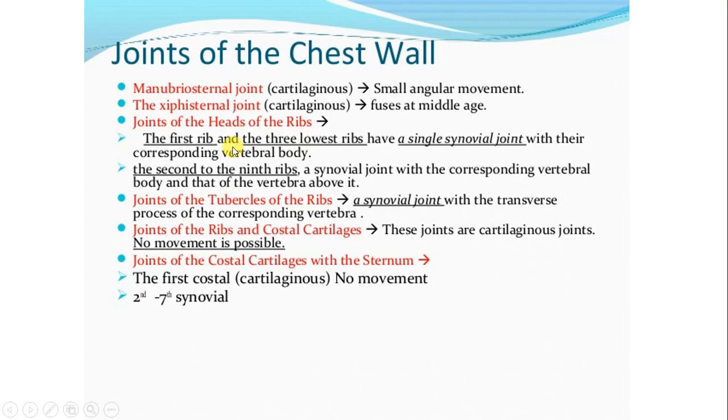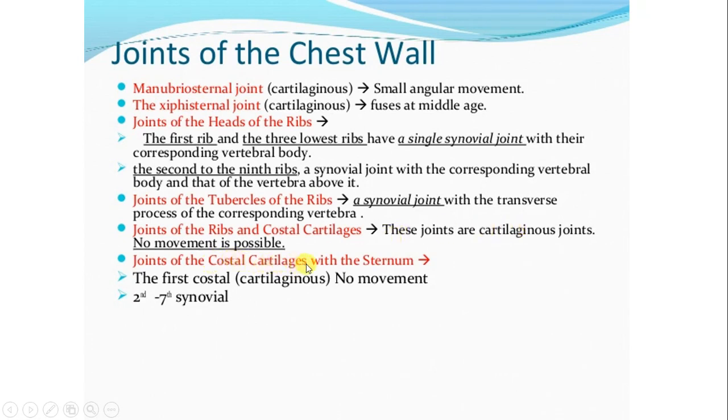Joints of the head of the rib: the first rib and three lower ribs have a single synovial joint with their corresponding vertebral body. Second to ninth ribs have synovial joints with the corresponding vertebral body and that of the vertebra above it. We have seen in the previous lectures that this is the reason. The joint of the tubercle of the rib is a synovial joint with the transverse process of the corresponding vertebra. The joint of the rib and costal cartilage is a cartilaginous joint, no movement possible.